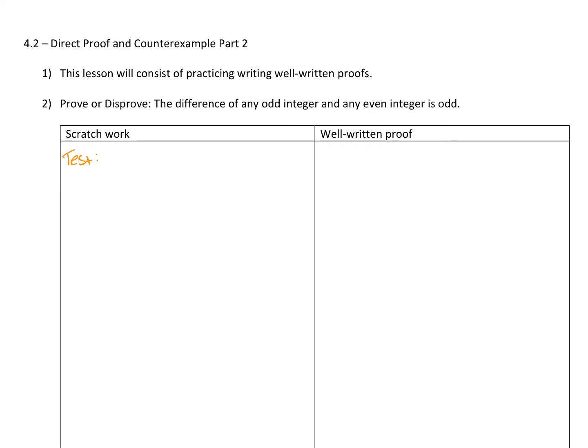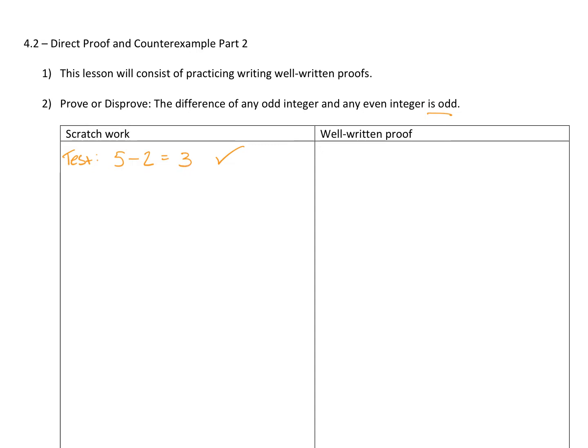So the difference of any odd integer and any even integer. Pick a random odd integer like 5 minus an even integer 2. Okay, so that's 3, which is odd, which is what they claimed. So that example satisfies the statement. It doesn't prove it, but it's like, okay, it's true for 5 and 2. When you do an odd minus an even, you get an odd.